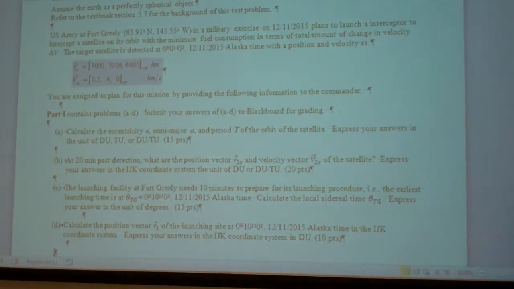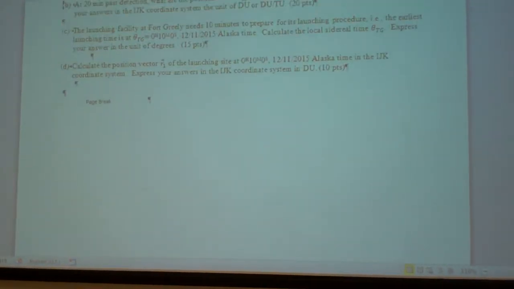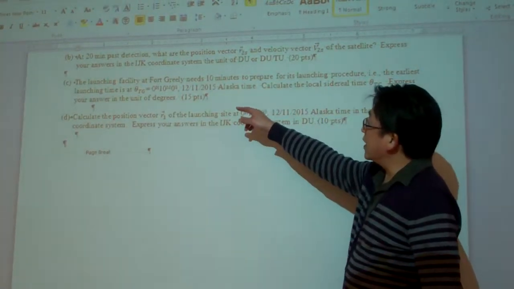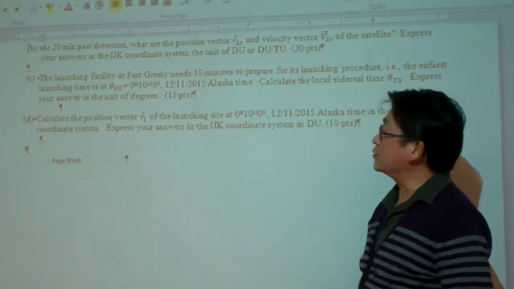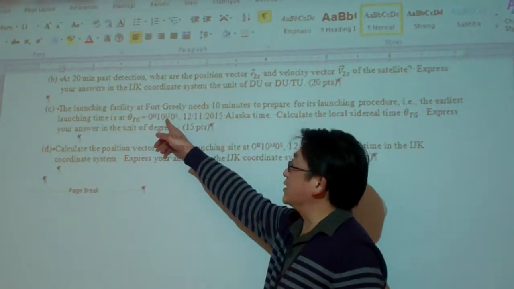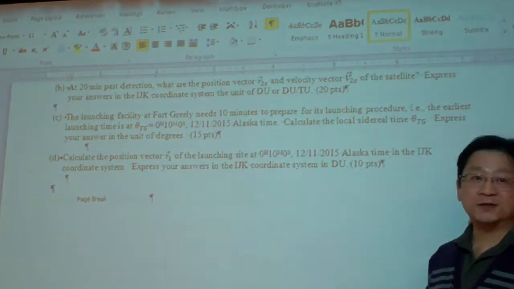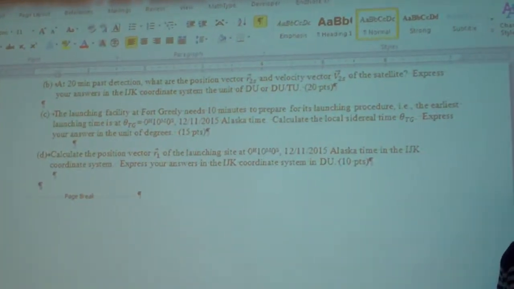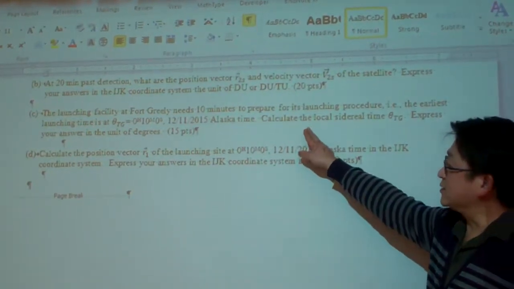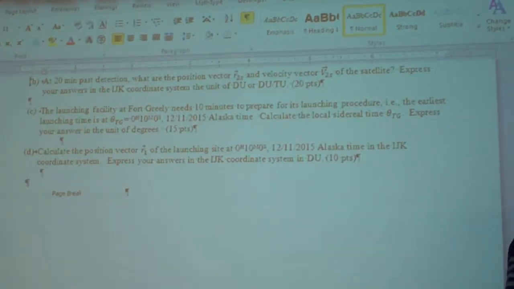Part C is about the launching site. I give you the longitude and latitude of the launching site, and I give you the time. At a specific time, I ask you to calculate the local sidereal time, which is the same as we did in the homework and in test 2. So this problem repeats the problem in test 2.